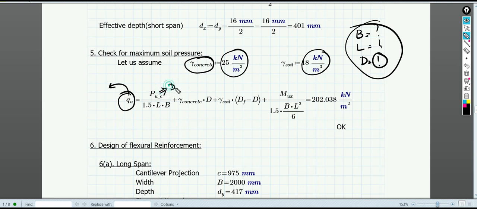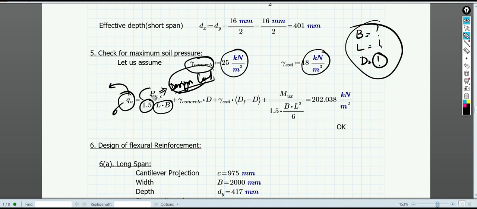And you already know, to find out the pressure in the soil we do not need the design load, we only need the working load. So Pu will be divided by 1.5, so that it is converted to working load, then divided by L into B. So this will give you the pressure because of the point load.